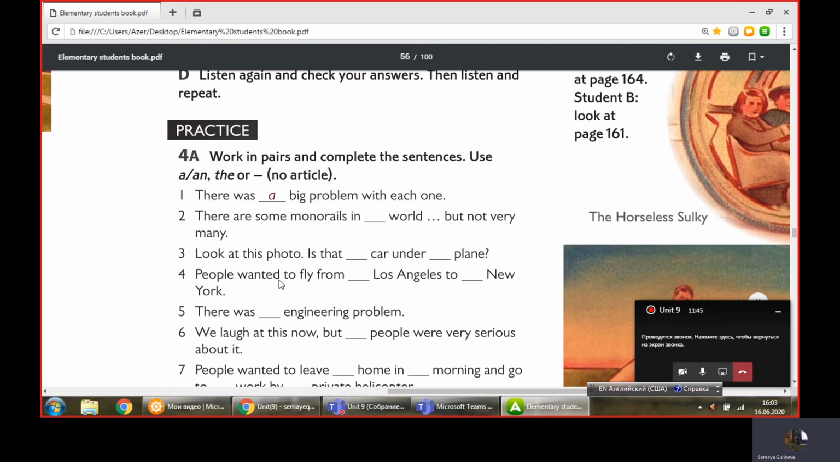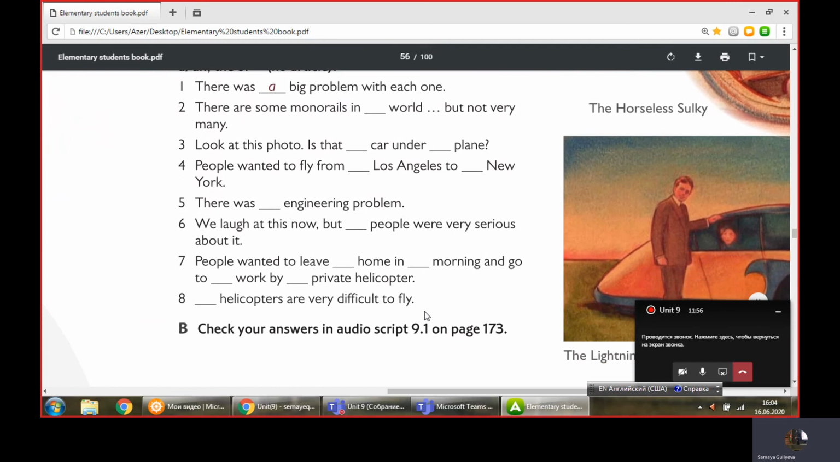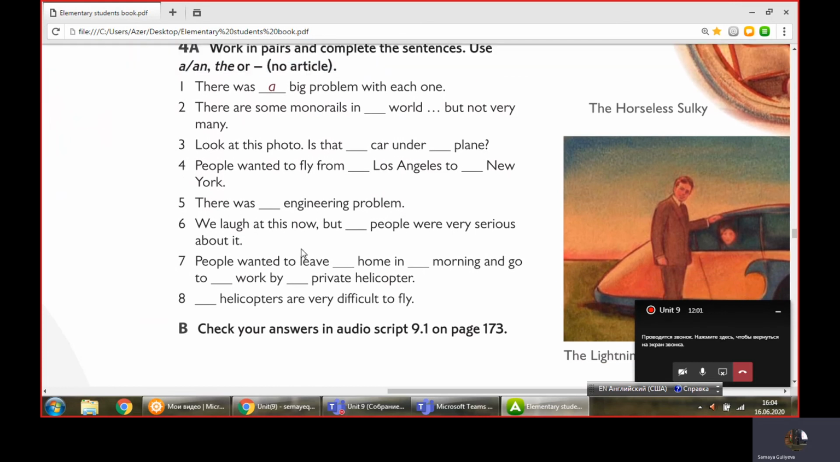And people wanted to fly from Los Angeles, the name of a city, so no article, to New York. There was an engineering problem. We laugh at these now, but people were very serious about it. No article. People wanted to leave home in the morning and go to work by private helicopter. Helicopters are very difficult to fly.